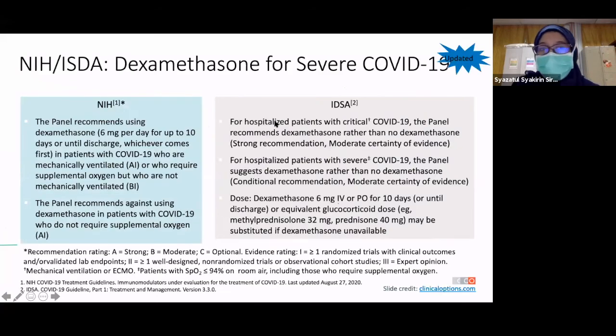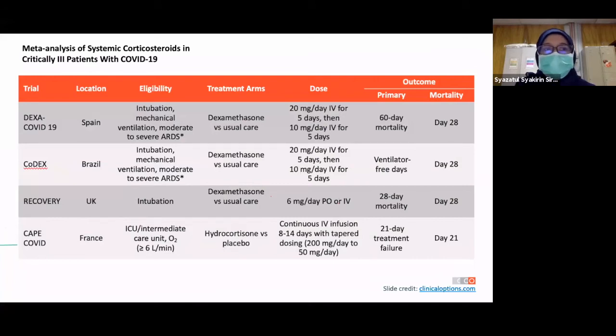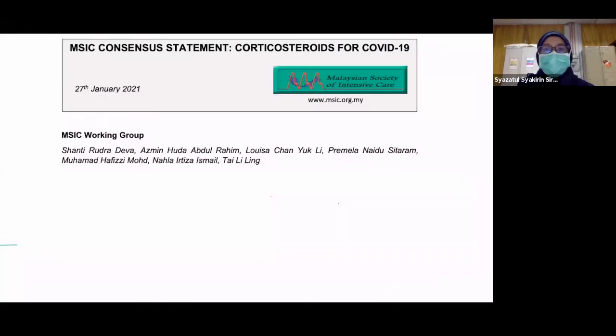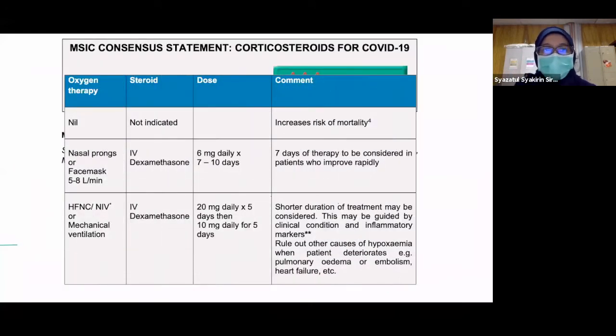So even the WHO, NIH, IDSA recommended 6 mg as the max dose up to 10 days. And from other studies, I think for ICU, they use 20 mg dexa for 5 days, followed by 10 mg for another 5 days, so 10 days in total. So there are various doses and also types of steroid that have been used throughout the world. So there's no standardization, but the one that we try to adopt is dexamethasone 6 mg. This has been produced by our intensivist colleagues, so they have come out with a recommendation.